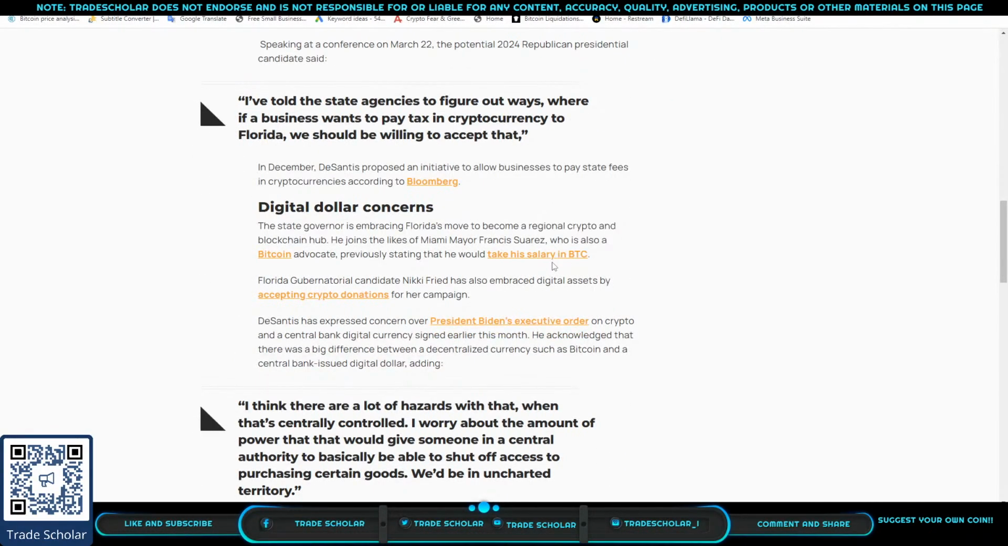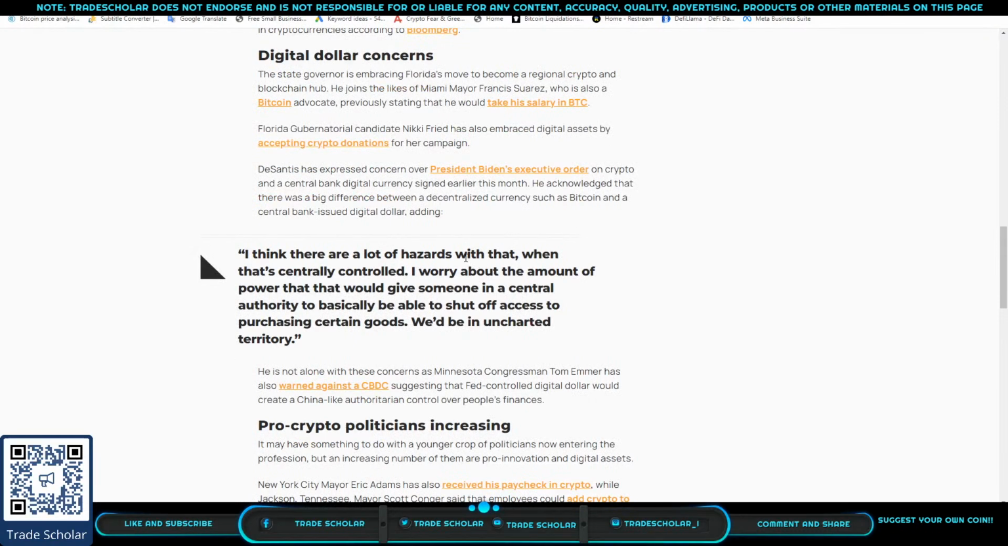Wow. Digital dollar concern: I think there are a lot of hazards with that. When that's centrally controlled, I worry about the amount of power that gives someone in a central authority to be able to shut off access.